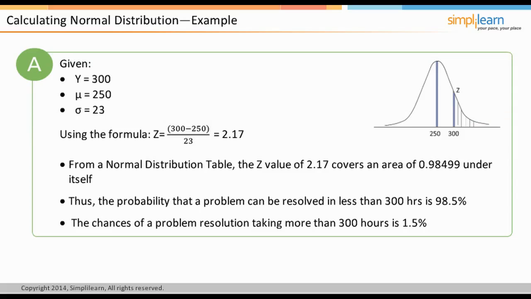In this case, y is equal to 300, mu equals 250, and sigma equals 23. Applying the normal distribution formula, z is equal to (300 minus 250) divided by 23. The result is 2.17. When you look at the normal distribution table, the z value of 2.17 covers an area of 0.98499 under itself. This means the probability of a problem taking 0 to 300 hours to be resolved is 98.5%, and therefore the chances of a problem resolution taking more than 300 hours is 1.5%.